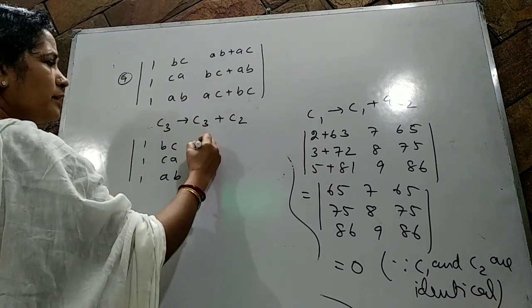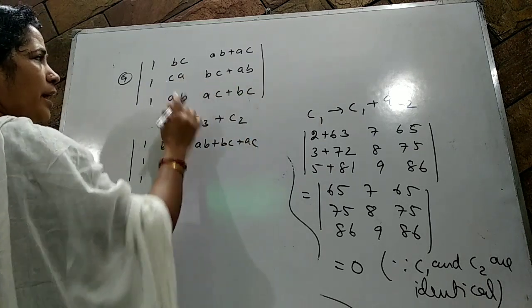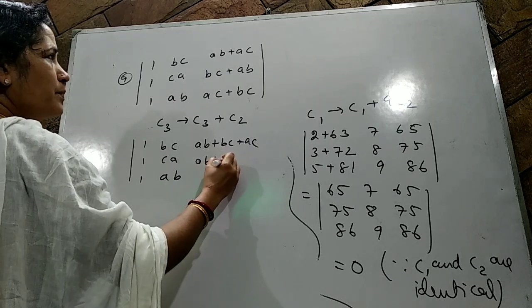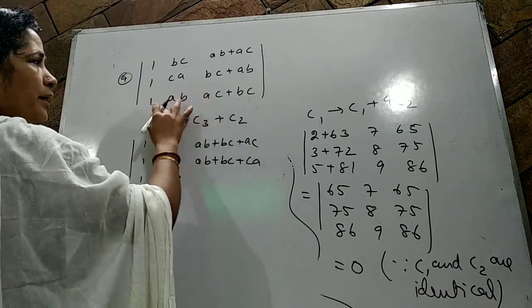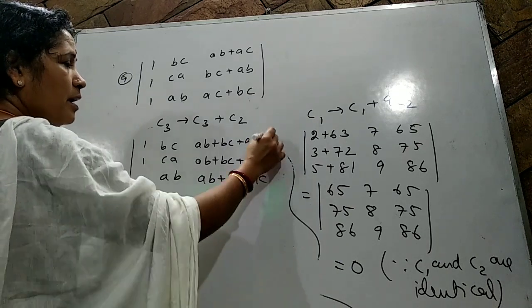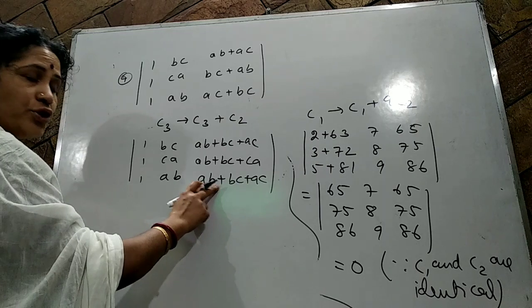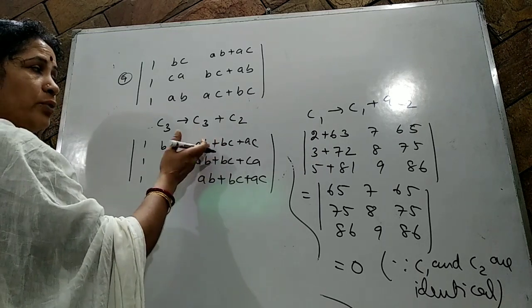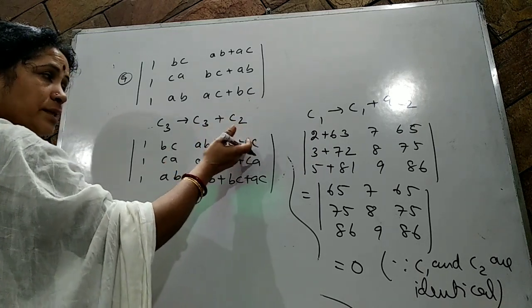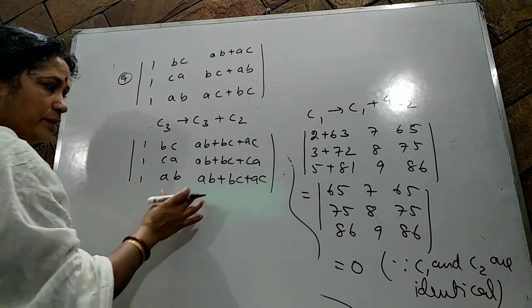Now if you are adding these two, AB plus BC plus AC, you will get it again. If you are adding this, again AB plus BC plus CA. Again if you are adding these two, again you will get AB plus BC plus AC. Now you can write C1, C2 and C3 are proportional. If you take out AB plus BC plus AC from this C3, you will get identical. That is up to your choice.